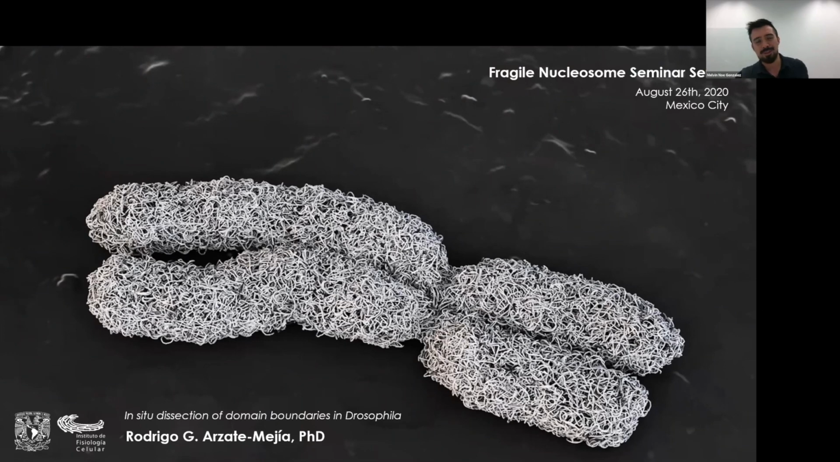Okay, perfect. So I'm going to run a couple of quick questions that we have here from the public. First of all, Irene Kaplo is asking, Rodrigo, that was amazing. How common are genes with multiple boundaries?